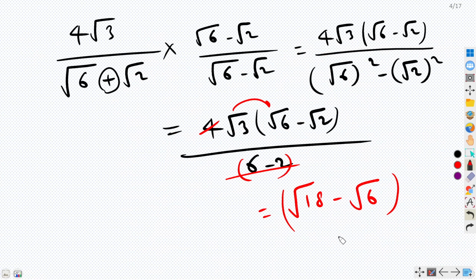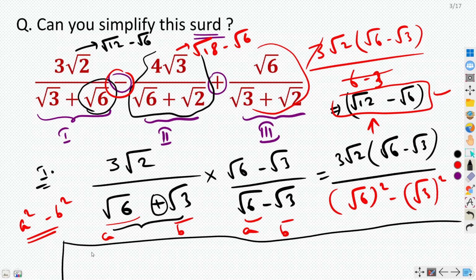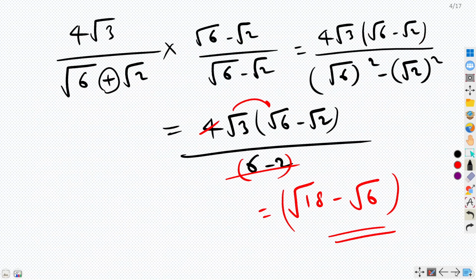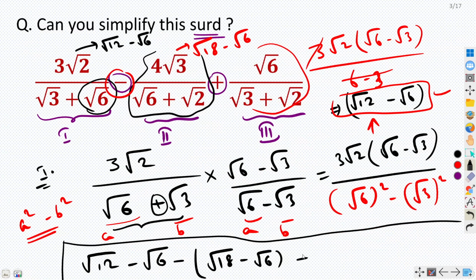So the third one is root 18 minus root 12. The second one is root 18 minus root 6. And the first one is root 12 minus root 6. So let us do the mathematical operations now, subtraction and addition. Here we have root 12 minus root 6. The second part was, with a minus sign, root 18 minus root 6. And the third part was root 18 minus root 12.